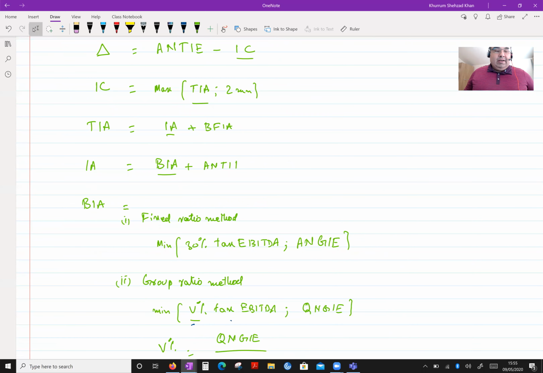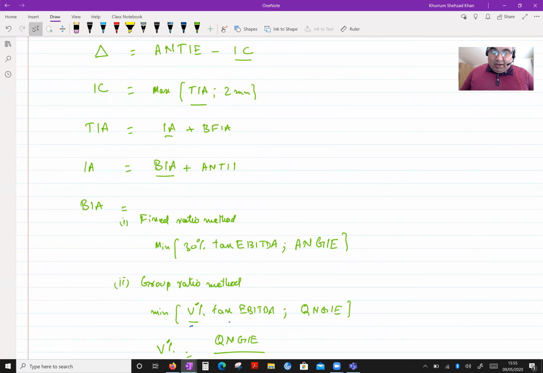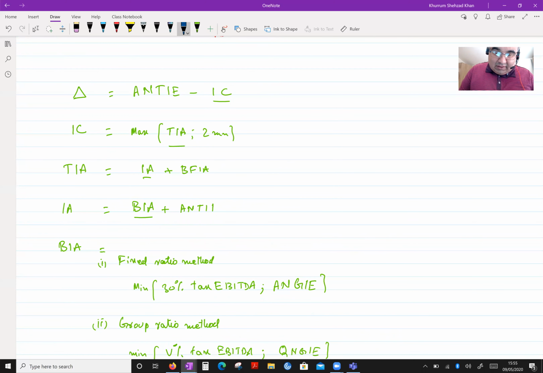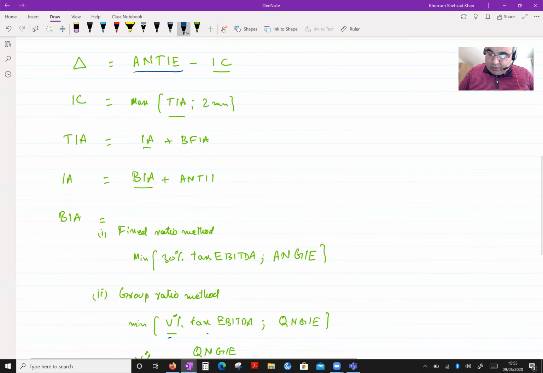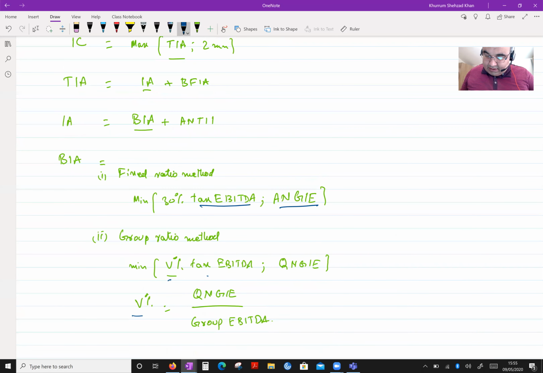Although in the chapter it is kind of long and discursive, you will understand the whole CIR calculation on this one page. Now I want to quickly catch up with the figures. What is NT? What is NTG? What is tax EBITDA? What is QNG? And what is group EBITDA?